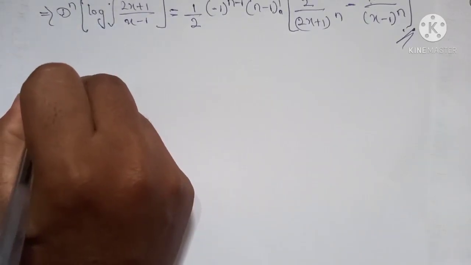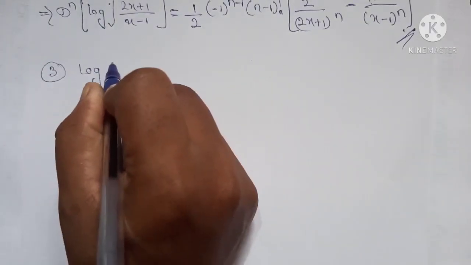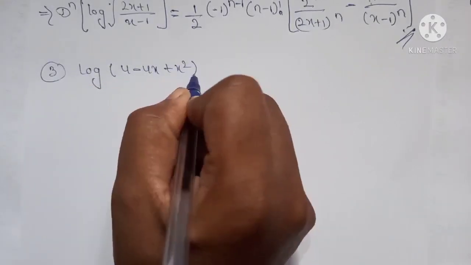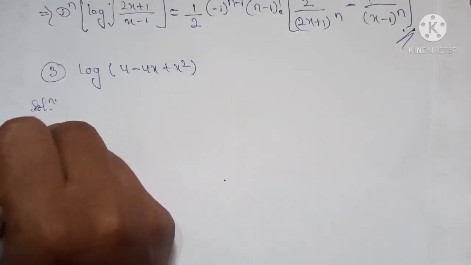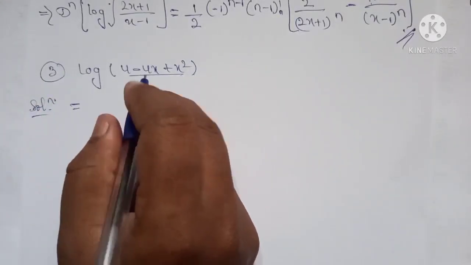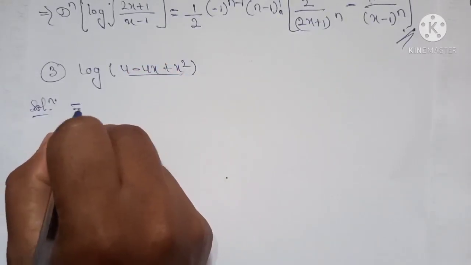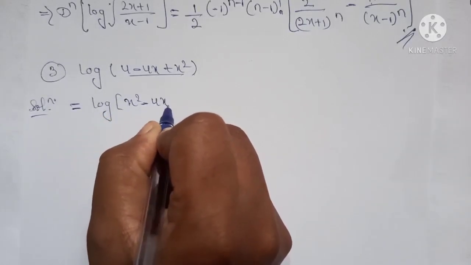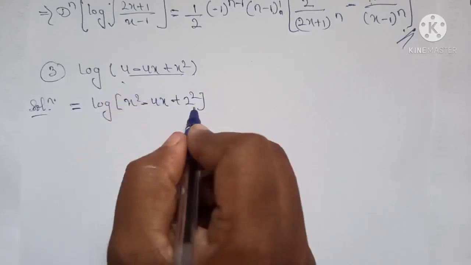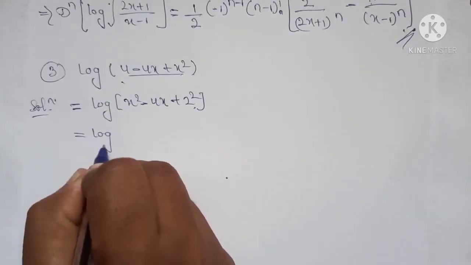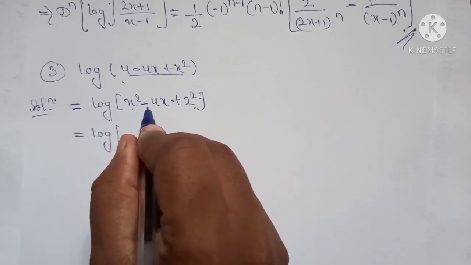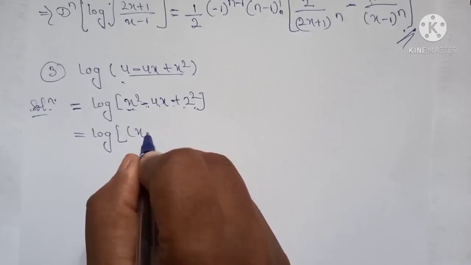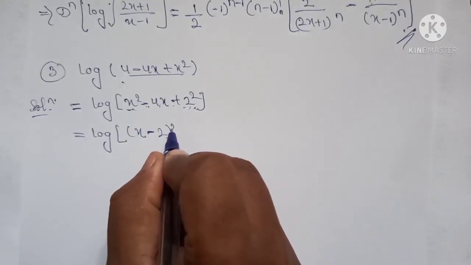Next problem, log of (4 minus 4x plus x square). First we have to simplify this, we have to express it in the form of (x plus b). So it can be written as log of (x square minus 4x plus 2 square), since 4 can be written as 2 square. Now it is in the form of a square minus 2ab plus b square, where a equals x and b equals 2, so it is (x minus 2) whole square.